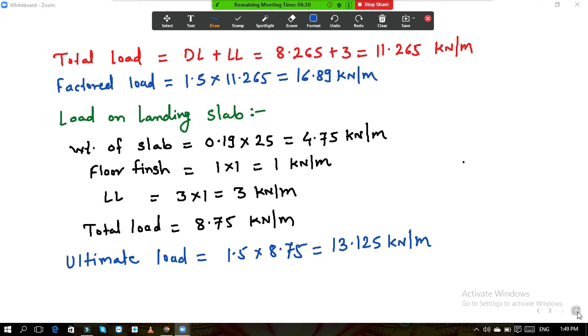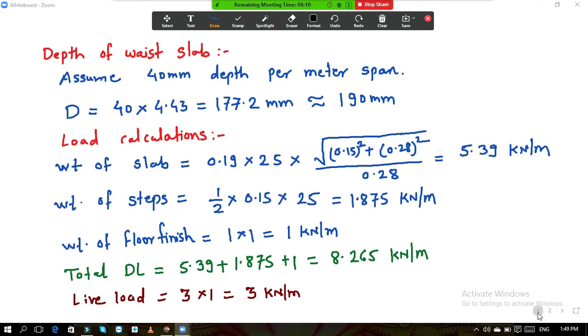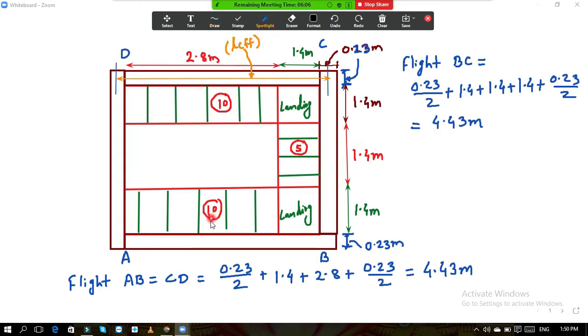So next thing is bending moment calculation. So now to draw the bending moment diagram, if you observe the geometry here. For flight AB, from point A up to this point, here is the load on flight which we have calculated, and there is a landing after that. Same is the case for flight CD. One flight is there, one landing is there.